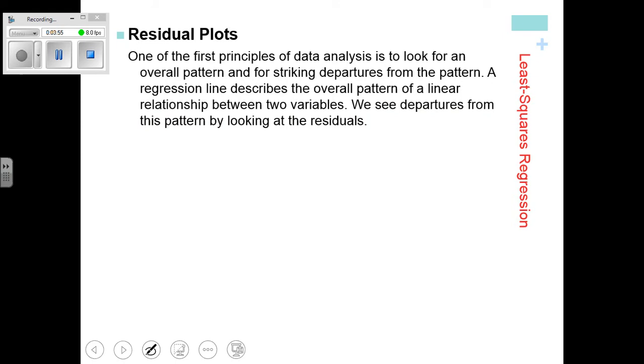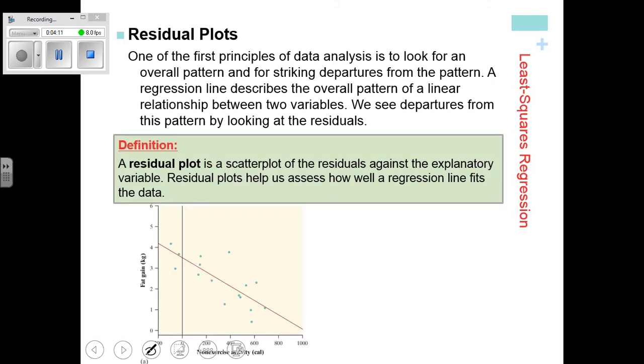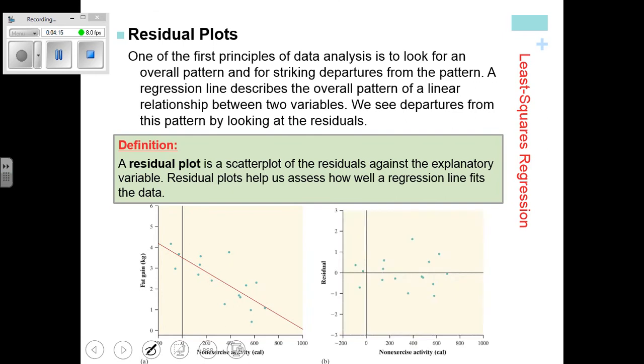One of the first principles of data analysis is to look at the overall pattern and for striking departures from that pattern. A regression line describes the overall pattern of a linear relationship between two variables. We see the departures from this pattern by looking at the residuals. And this is where a residual plot comes in. If you take the plot and basically turn it horizontally like so, that gives you a residual plot. A residual plot is going to be the same x values against the residuals, which we just discussed are y minus y hat, each y value, the actual, minus the predicted.